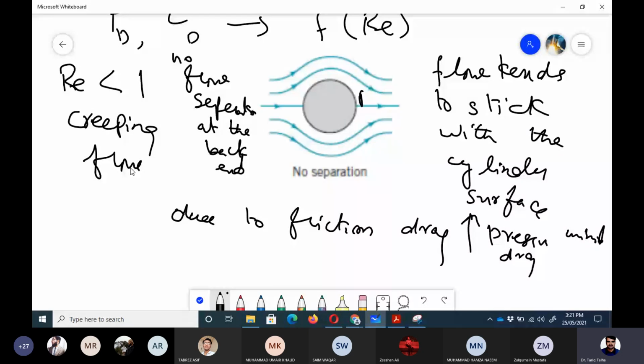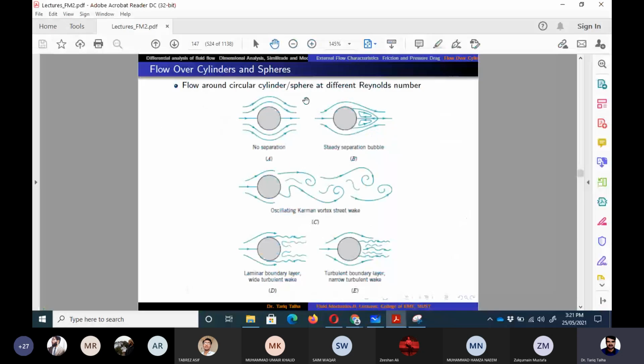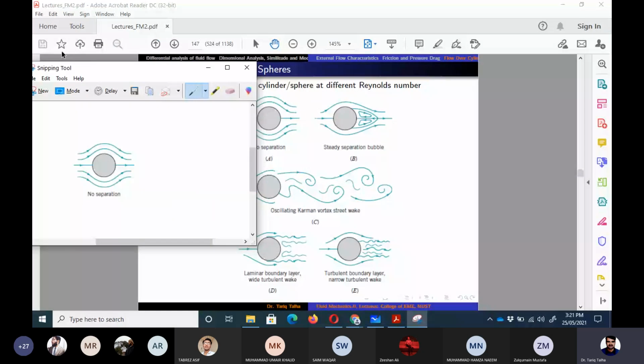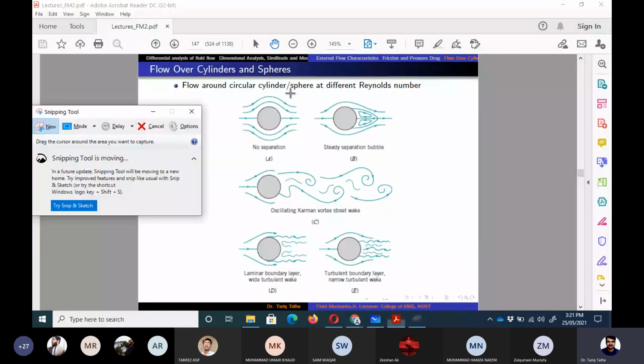Now, if we increase the Reynolds number, like for instance, if we make Reynolds number equal to 10, it means that now we have made the velocity more. In that case, we would have some kind of flow separation. So let me copy it again here. So this is the figure B.